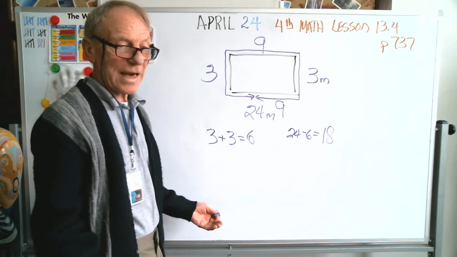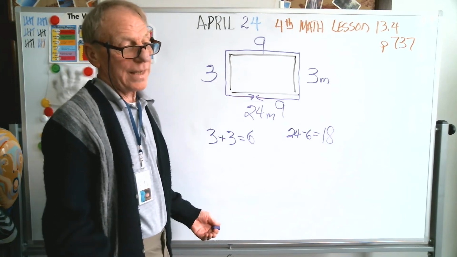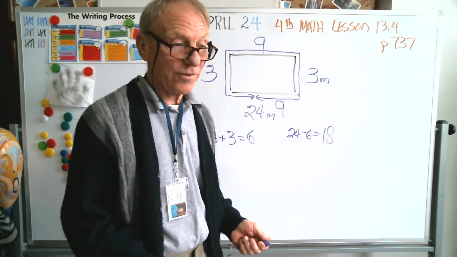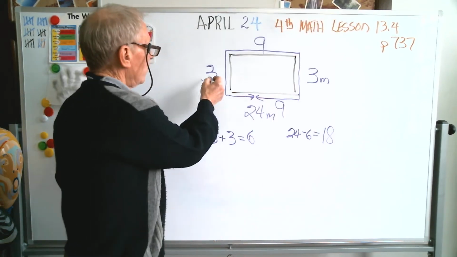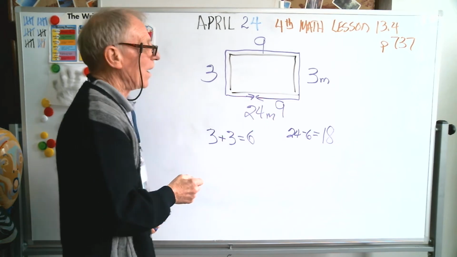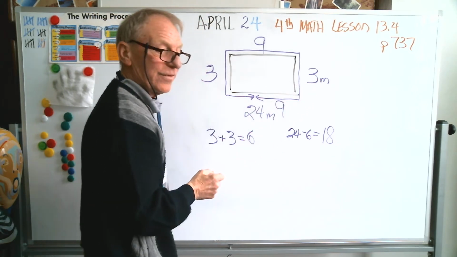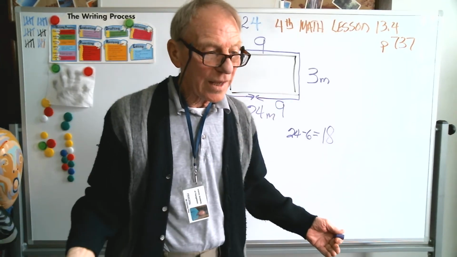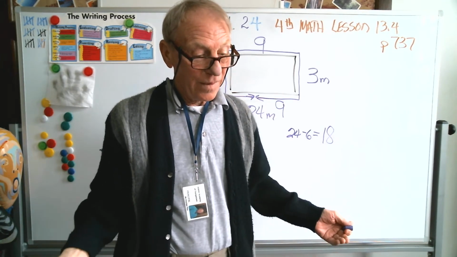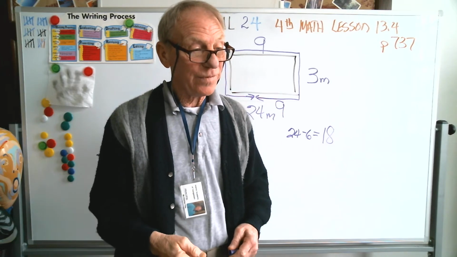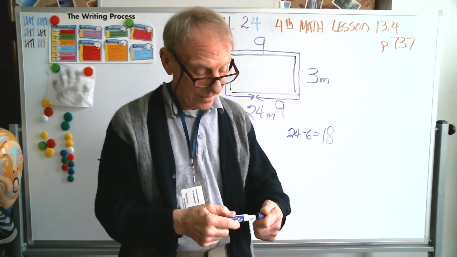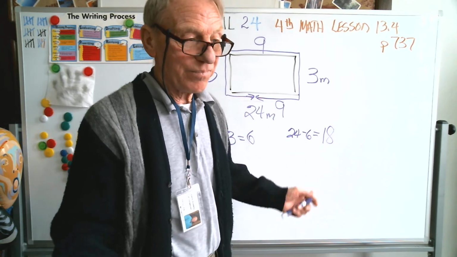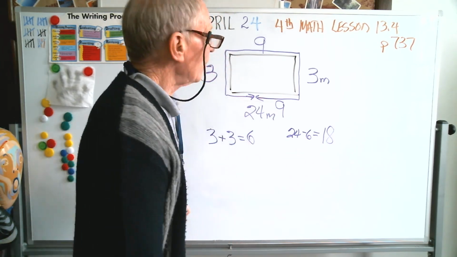Now, how can we check this? Well, again, the formula for perimeter is the sum of all 4 sides. 3 and 9 is 12, and 3 is 15, and 9 equals 24. And we were told that the fence is 24 feet in its perimeter. So you see, that was pretty easy too.